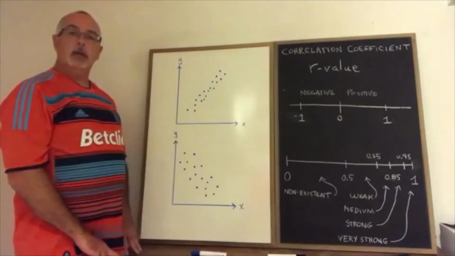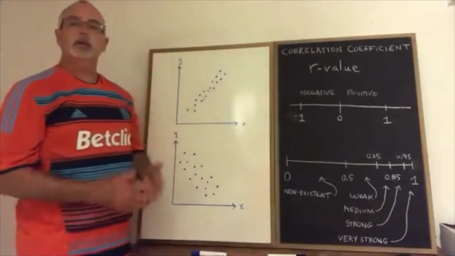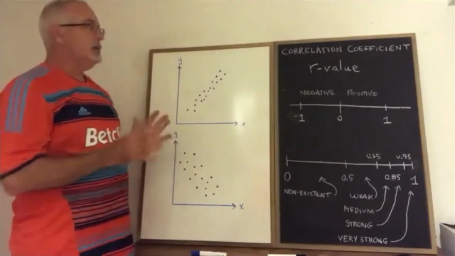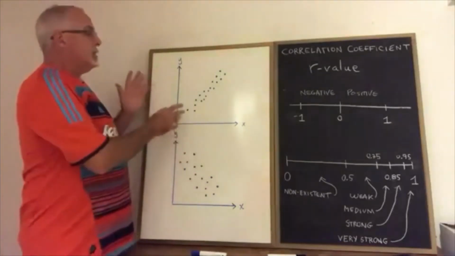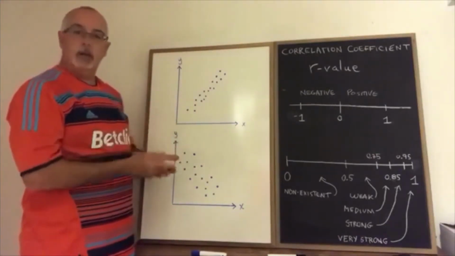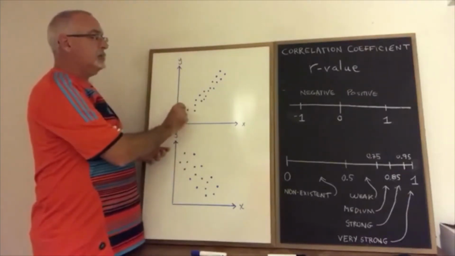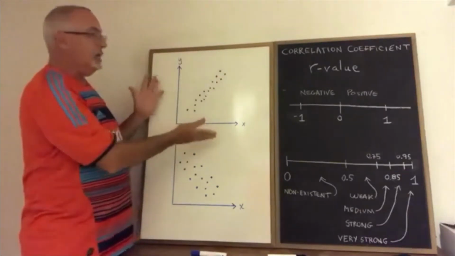Today's Daily Dose of Math is an intro video about the concept of correlation coefficient, also known as the R value. In statistics, sometimes we get data and we have the data in the form of X and Y coordinates. We're able to graph those points on a coordinate plane like this one.